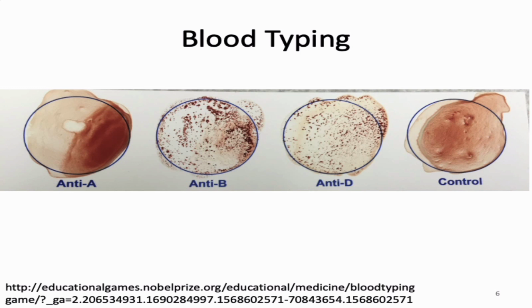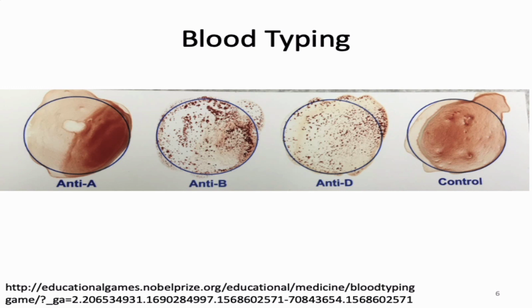This is an antibody against the A antigen. This is an antibody against the B antigen. This is an antibody against the Rh antigen, which is whether you have positive or negative. So it's a different antigen. And this is a positive control. And you put a drop of your blood on each circle.